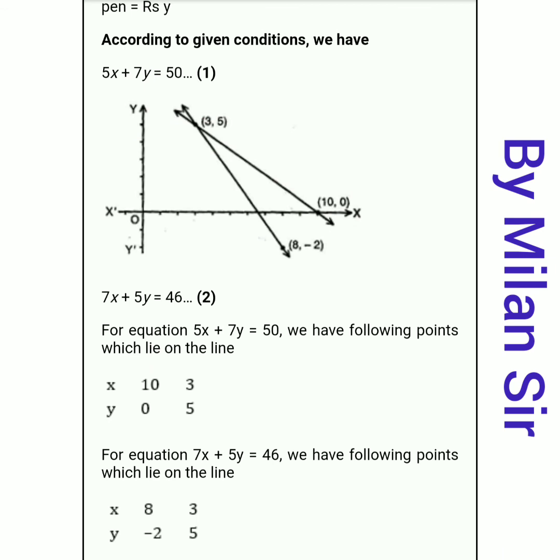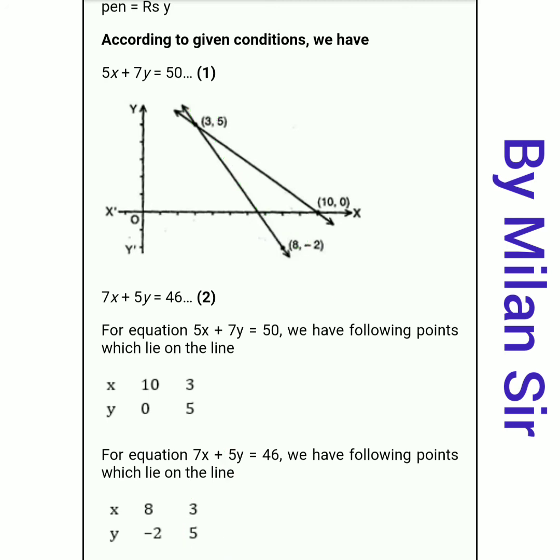Now for the second line: 8, minus 2. So in x, 8: 1 2 3 4 5 6 7 and 8, and minus 2 is here. Okay, so it is in the fourth quadrant, 8, minus 2. Then the second point is 3, 5, which you already marked here. Now pass the second line through these 2 points, so you get your second line.